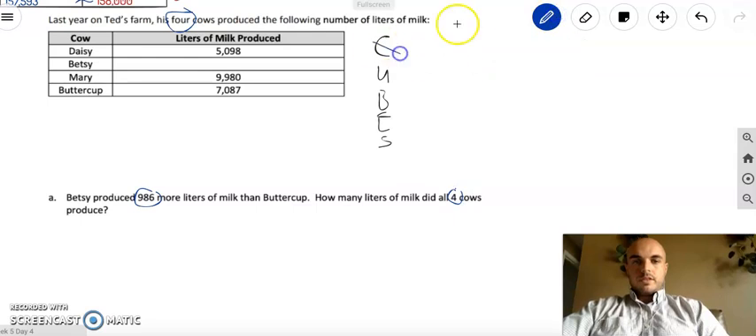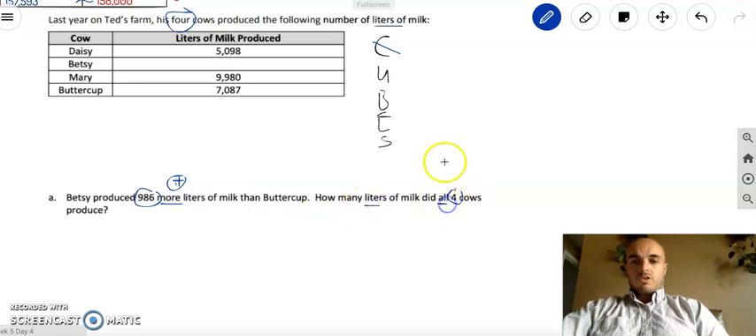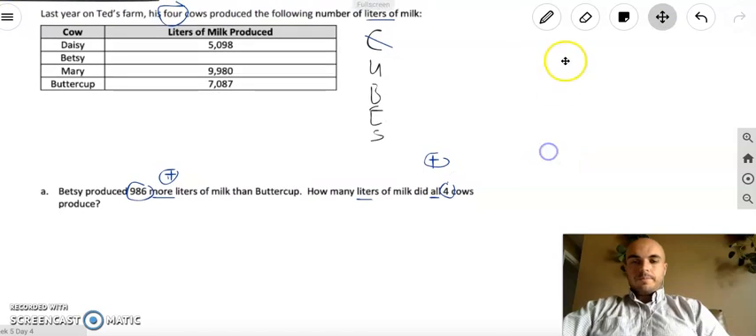Let's underline. So we're dealing with liters as our measurement. We know more here means to add. So I'm underlining liters, and we need to find all. So that means we're finding the total, which means we're adding. Excellent. Okay, so let's go from here.